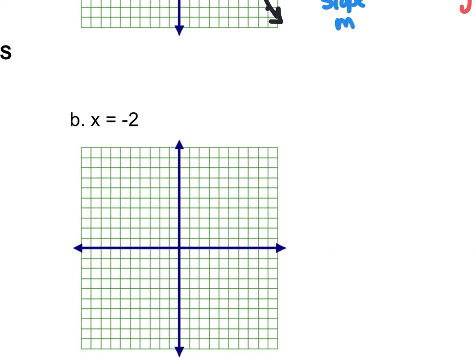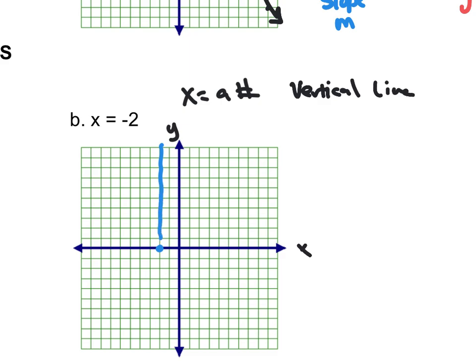X is the opposite. If x equals a number, then it's going to be a vertical line through that point. So if I locate negative 2 on my x-axis, let's find negative 2 over here, that's going to be a vertical line through that point, x equals negative 2. So those are pretty quick and easy.